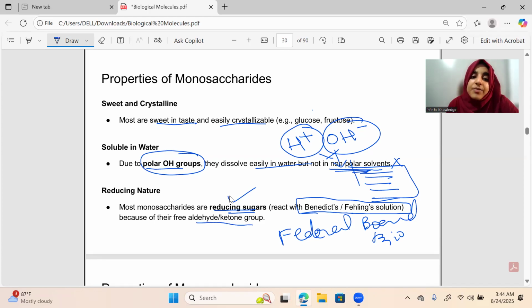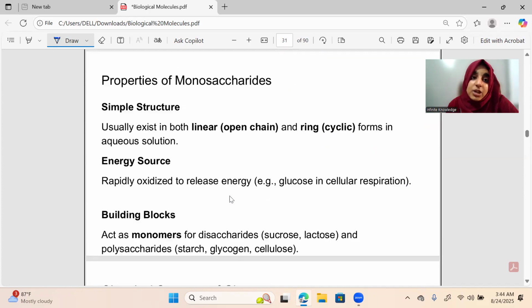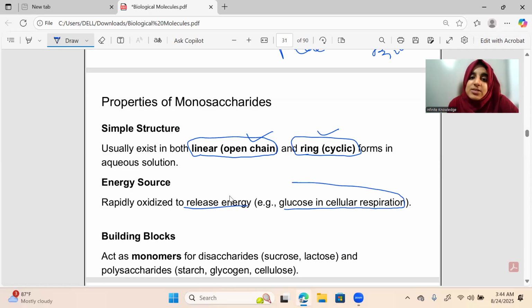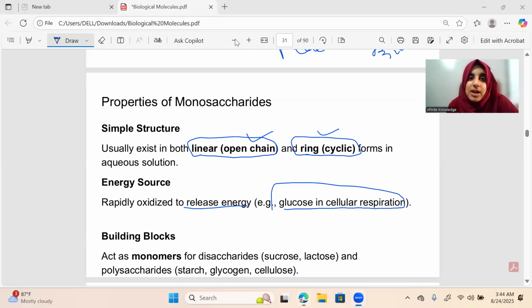Why? Because they have a free aldehyde and a free ketonic group. Now, they have a simple structure. They exist in a linear open chain structure, or they can also exist in a ring or cyclic structure, right? And they can be rapidly oxidized to release energy. For example, glucose is rapidly oxidized in cellular respiration.